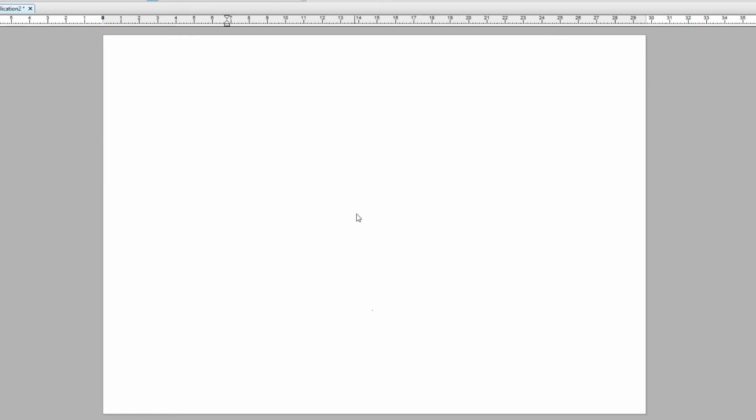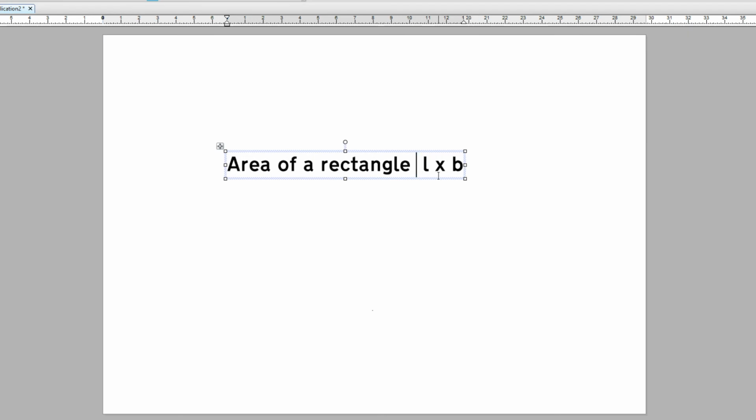If you have an equation, let's say that my equation is area of a rectangle is the length times breadth, L times B. Every rectangle is length times breadth.